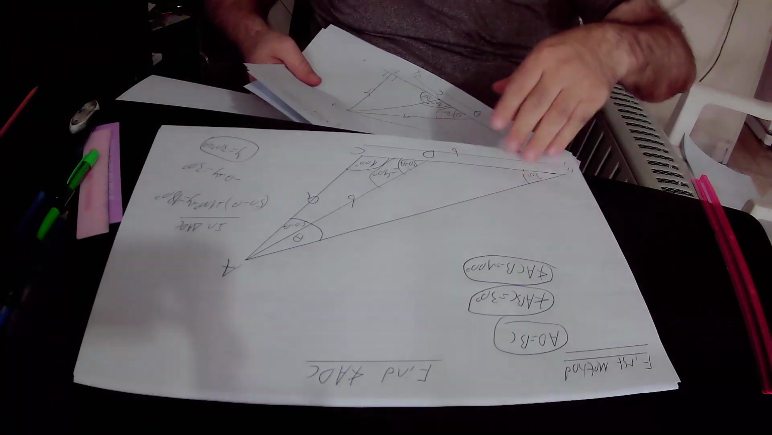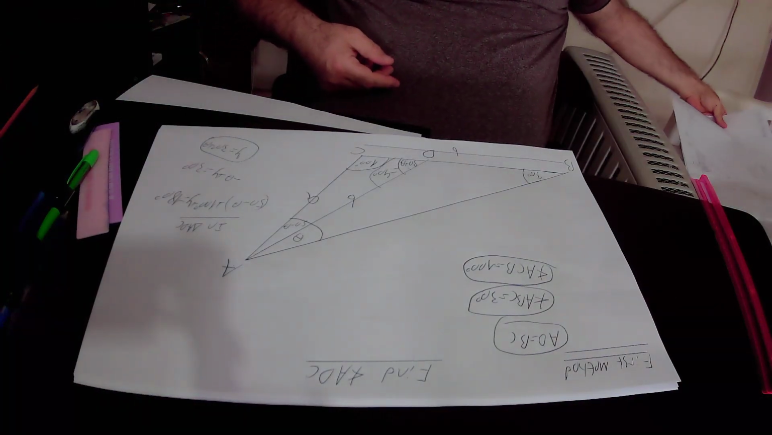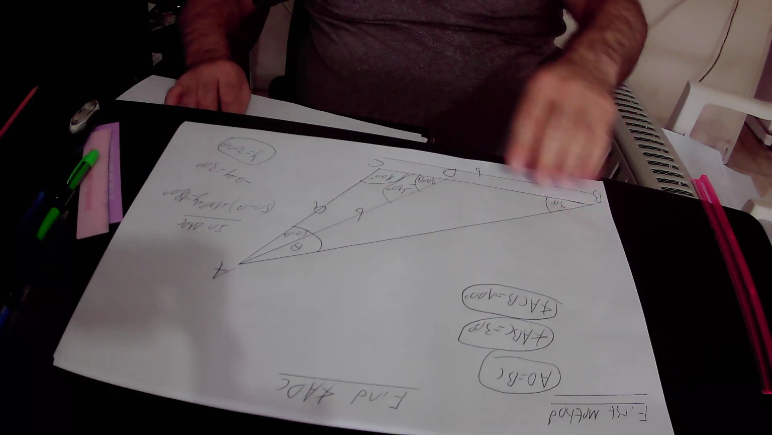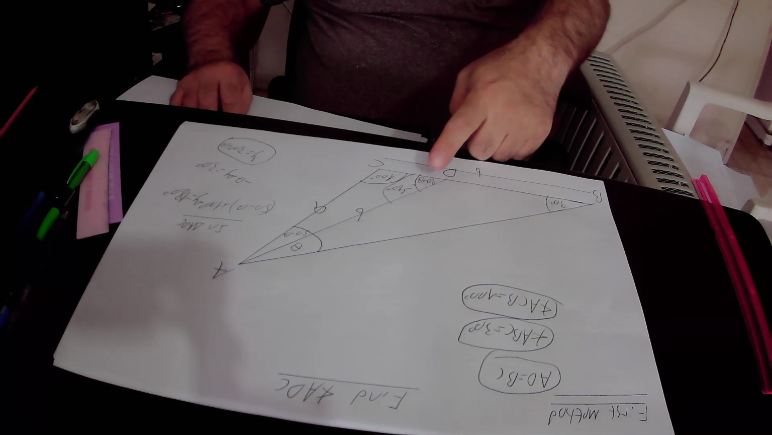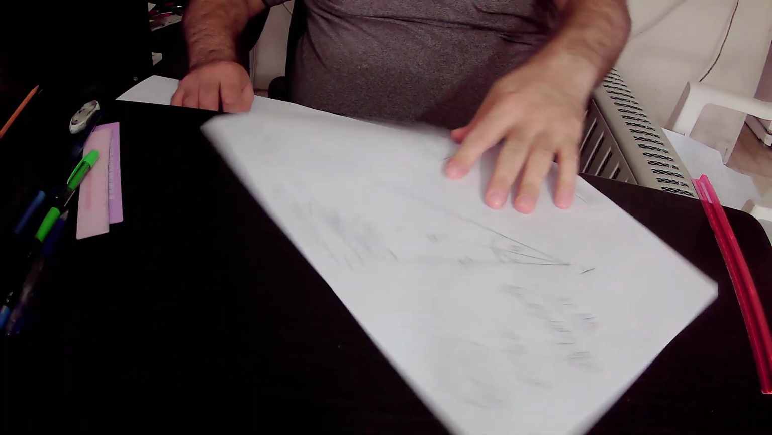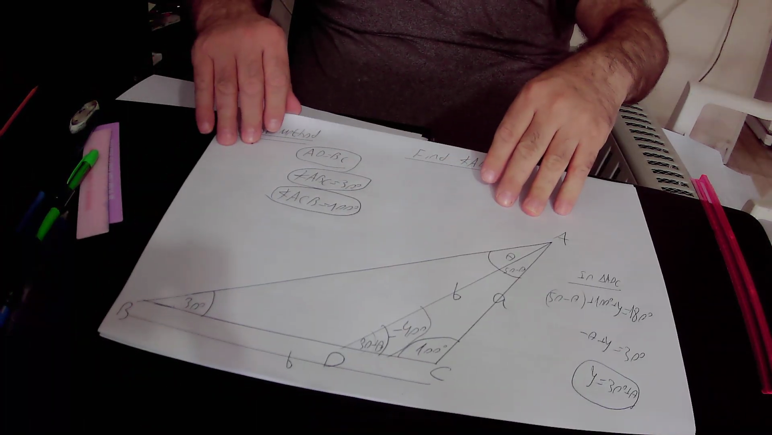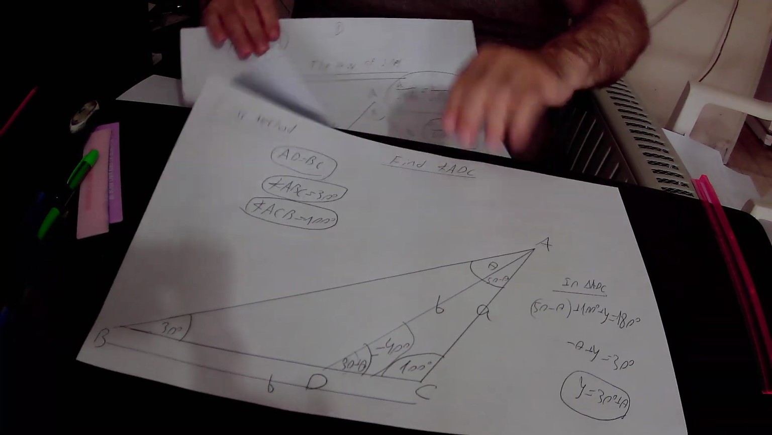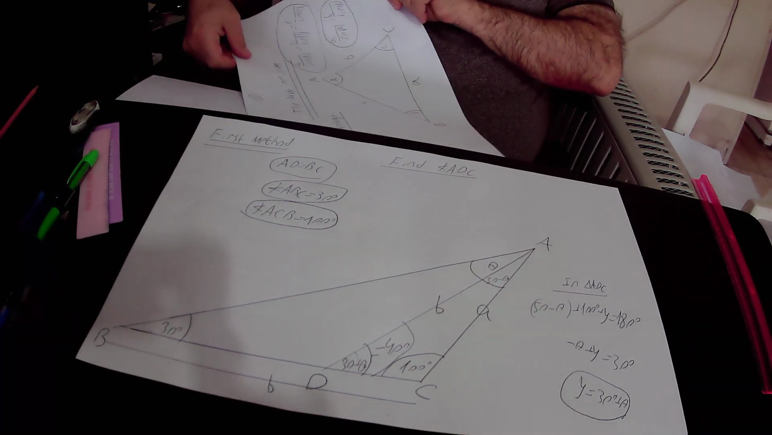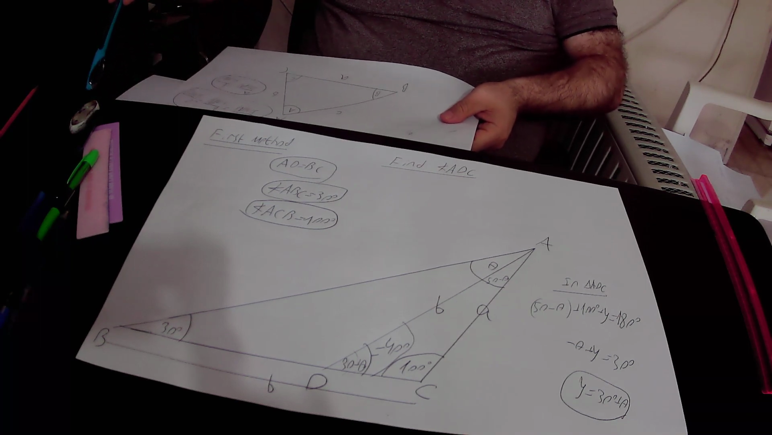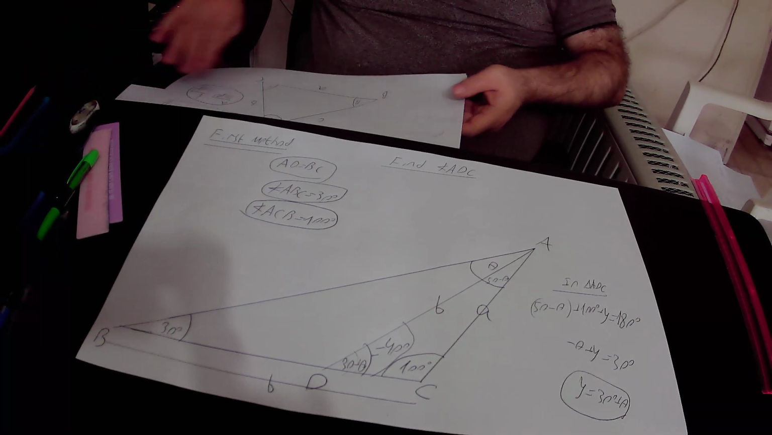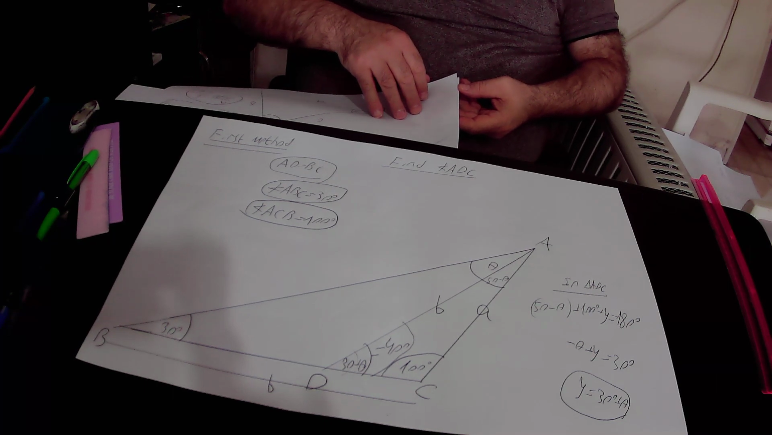Actually, we wanted to find the value of angle ADC. In the first method, I presented to you the law of sines. What is the law of sines? The law of sines is true in any triangle.